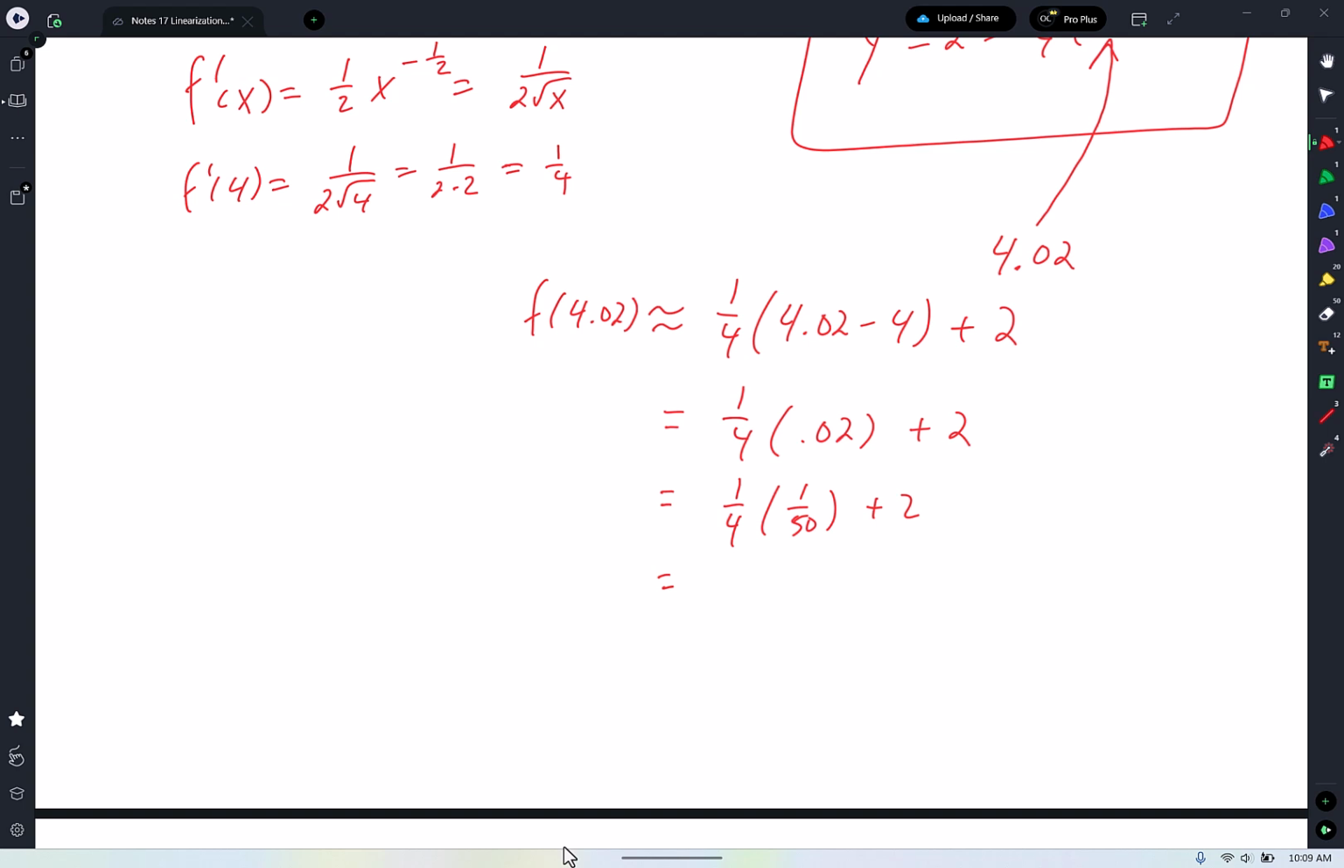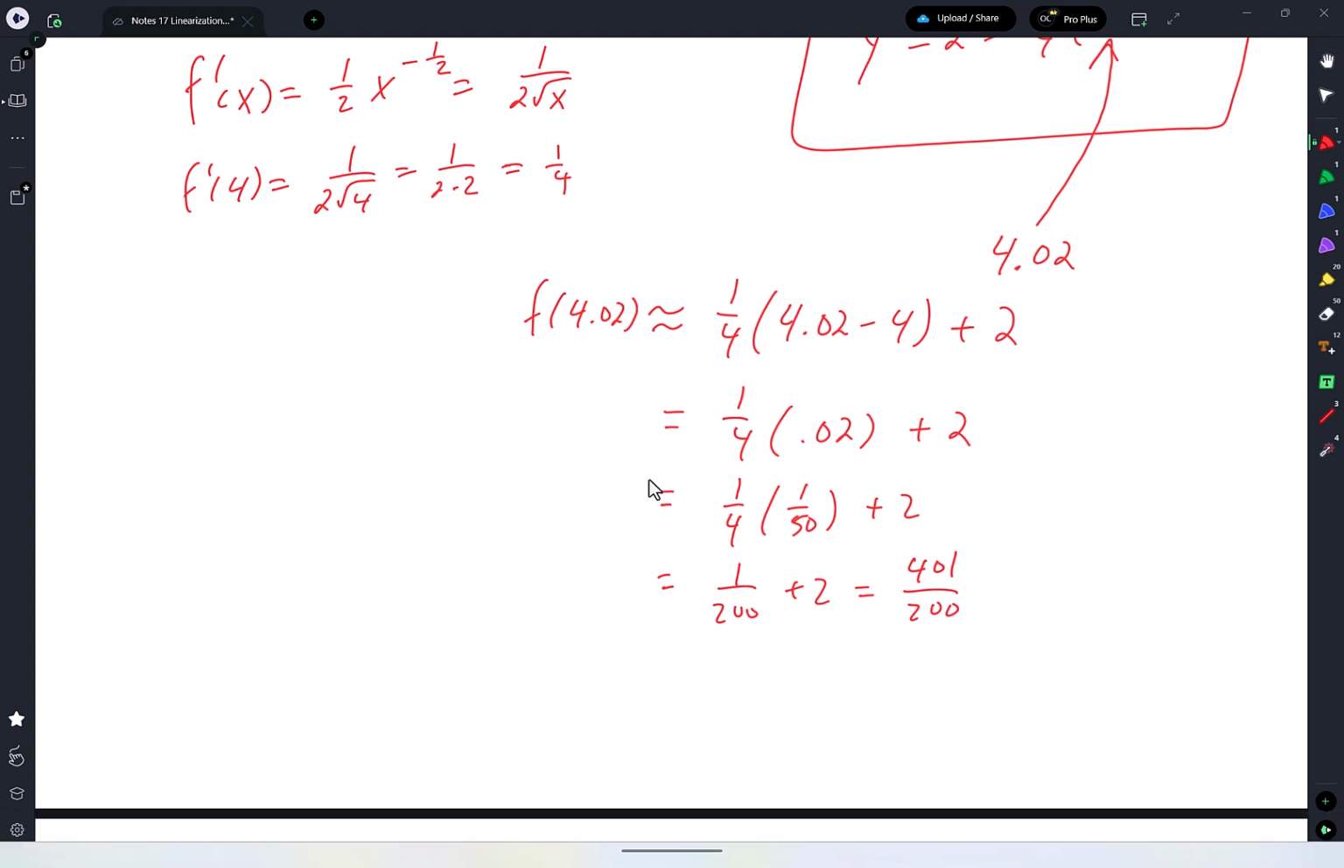4 times 50, that's 200. So 1 over 200 plus 2. So 2 times 200 is 400 plus 1, so 401 over 200. Whatever that number is, 2 point something, just a little bit bigger than 2. 2.01, I think, or 2.001.